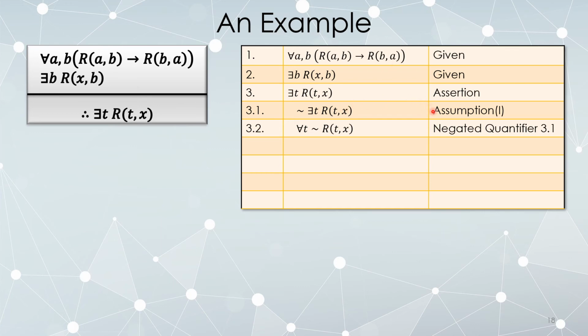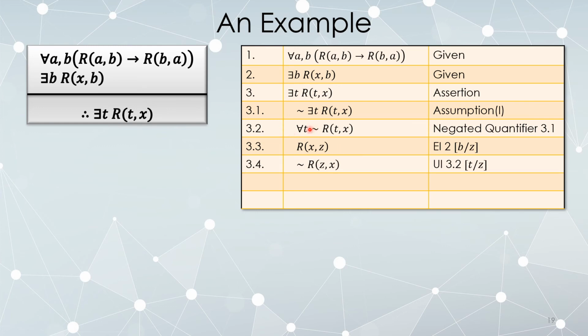Now we can use the new rules of inference we just discussed. We have a negated existentially quantified statement, which is logically equivalent to a universally quantified negation. It's not the case that there is a t for which this is true. Therefore, for any t, it must have been false. And this is one of the new logical equivalences we just did, called negating quantifiers, applied to line 3.1.